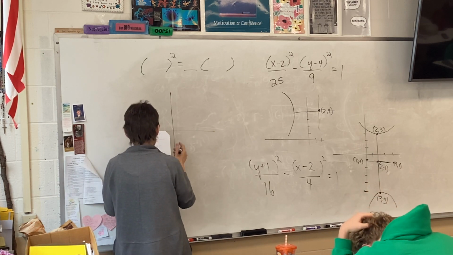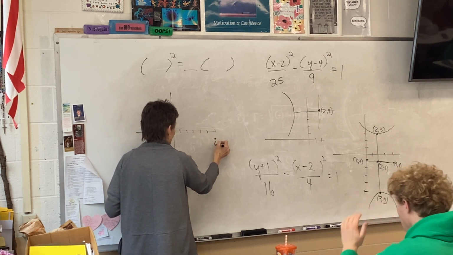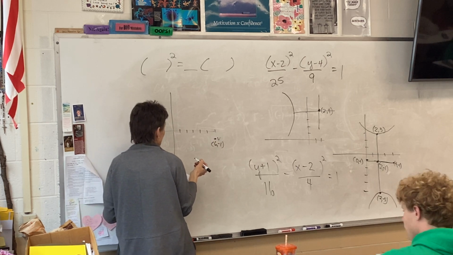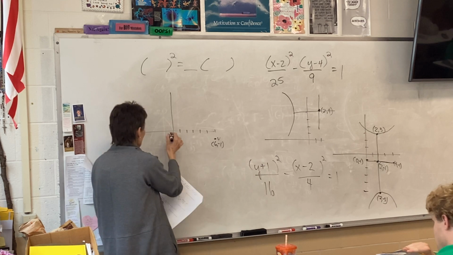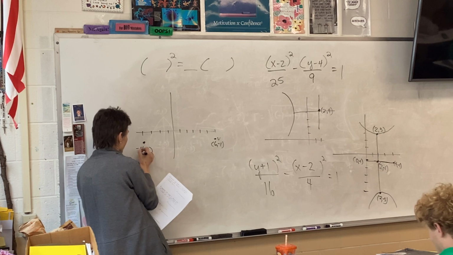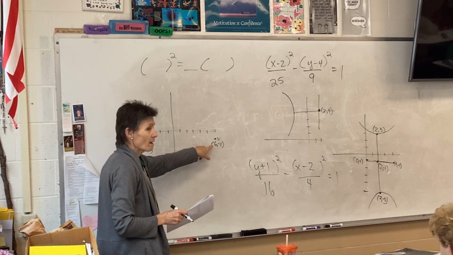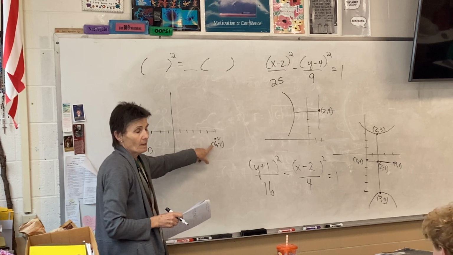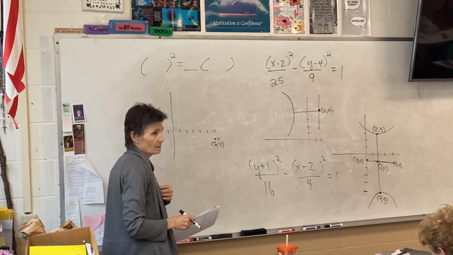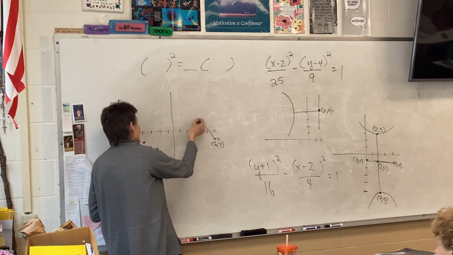I have a vertex at 6, -1. This is the vertex. And focus, whoa, at -4, -1. That is my vertex. That is my focus. And this is a parabola. Which way does it have to open? Left. Here it is.